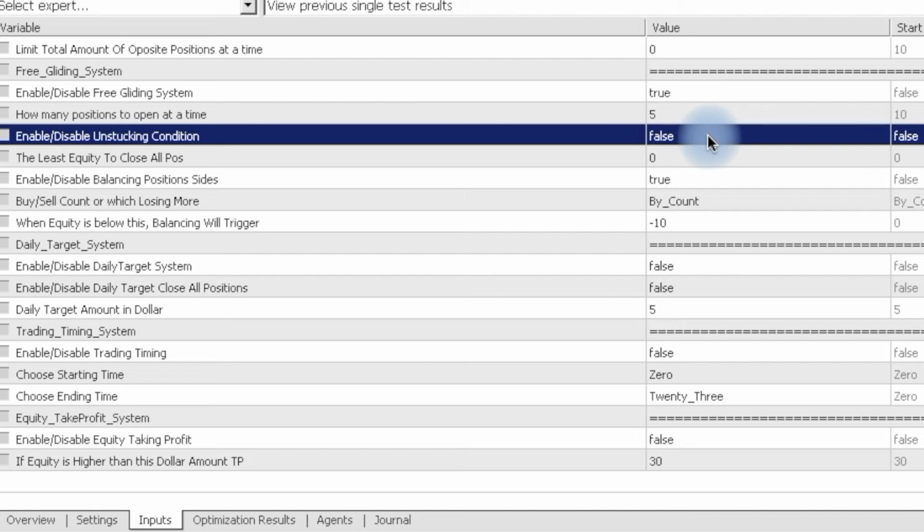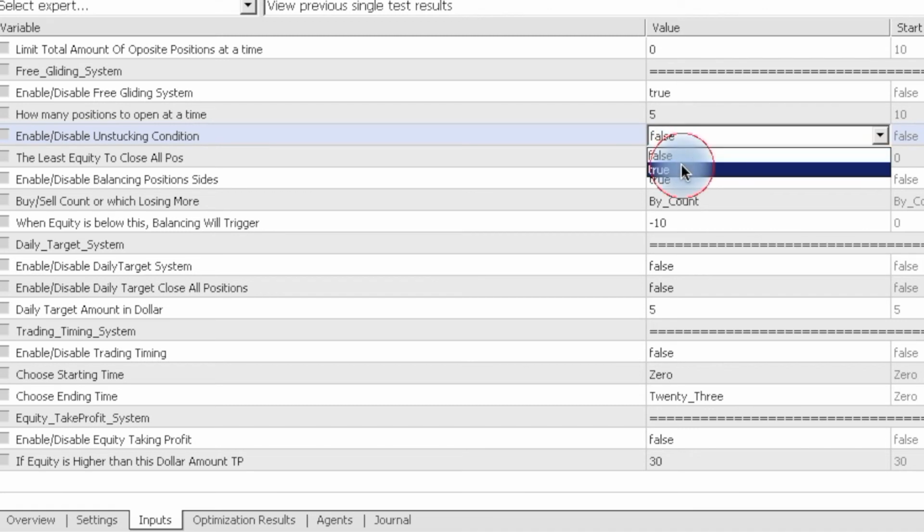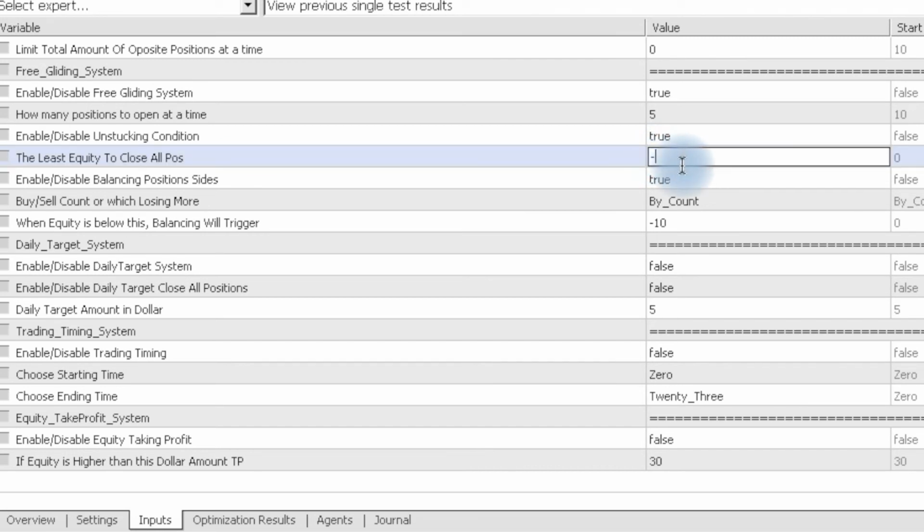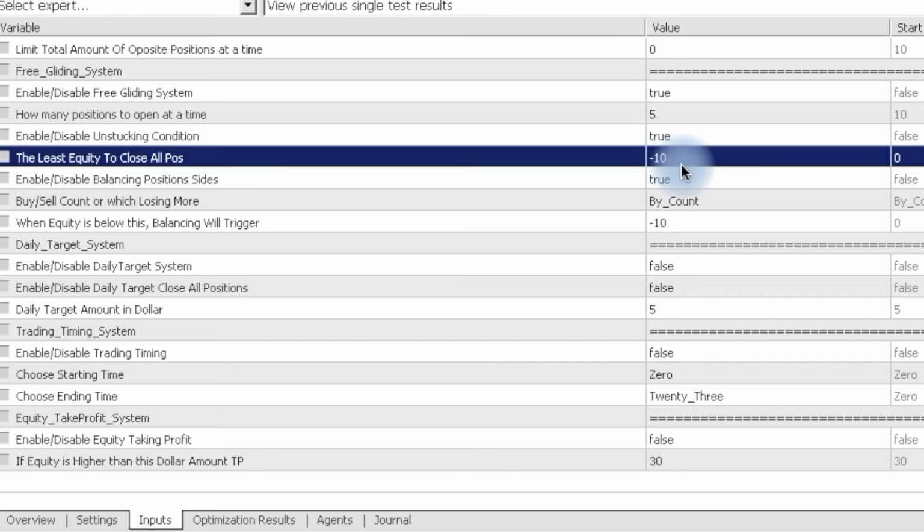So what I do is I enable this, and I say the least equity to close all positions. So I say I want to close all positions if all of them are above zero. This is what the zero is for. But sometimes maybe I say if I'm only losing 10, so 10 and up, losing 10 and up, close all positions. This is if I have the unstocking.